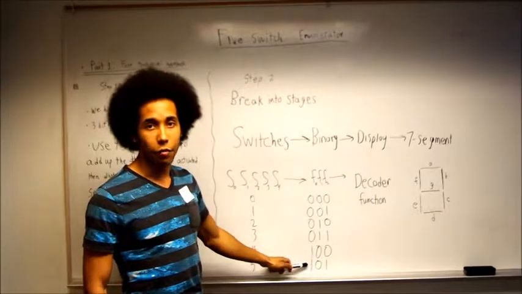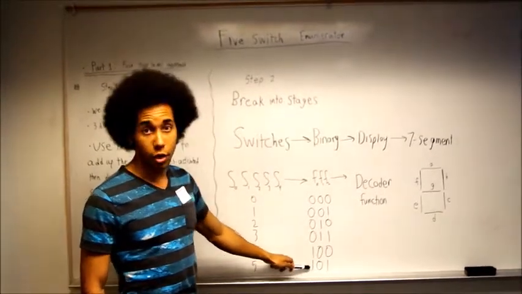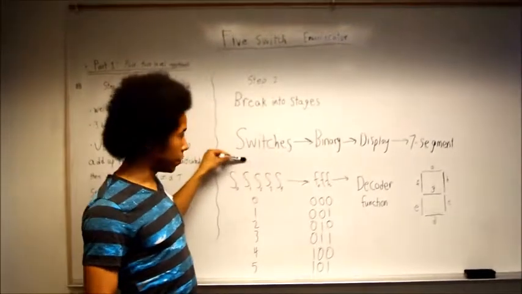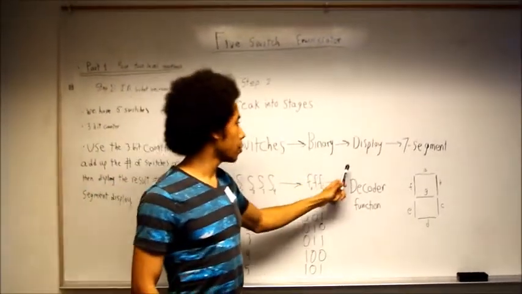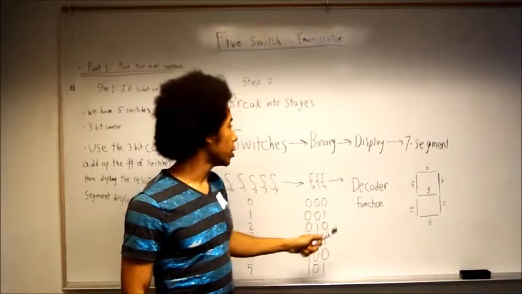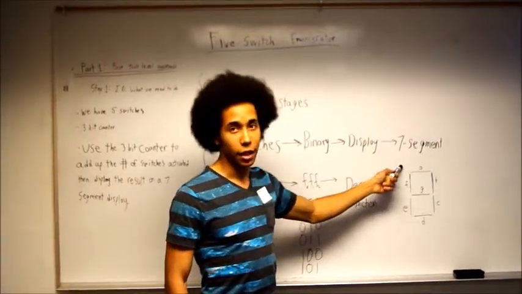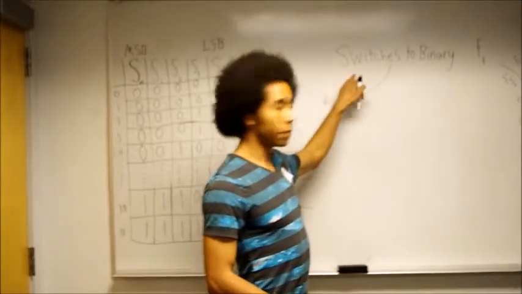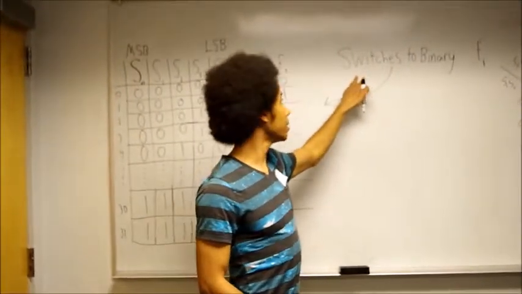But we know we're not going to have more than 5 switches on, so we only need to go up to 5. Then, once it is turned from the number of switches on into binary, it will go through a small decoder function, which is what will turn it from binary to the 7-segment display.